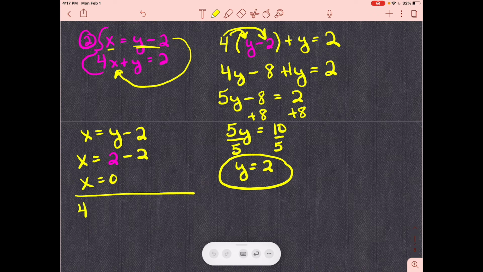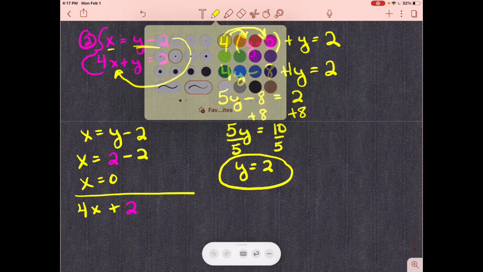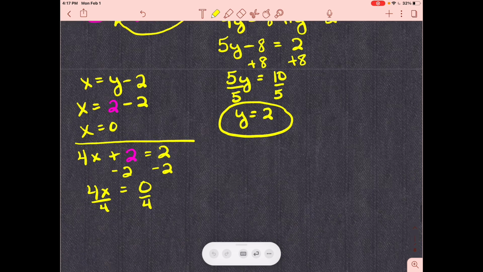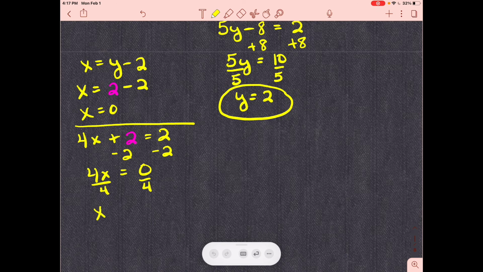I would say 4x plus 2 equals 2. And then I would work to solve this. I would get 4x equals 0. Divide by 4. Remember, dividing by 4 is fine. We just can't divide by 0. X is 0. So x is 0 in both equations.